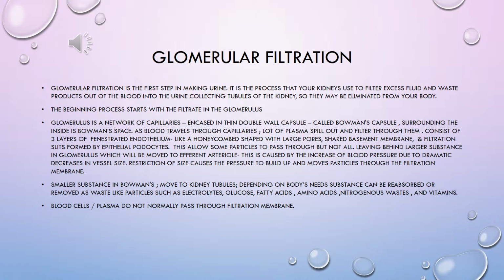Smaller substances in Bowman's space move to the kidney tubules. Depending on the body's needs, substances can be reabsorbed or removed as waste, such as electrolytes, glucose, fatty acids, amino acids, nitrogenous waste, and vitamins. Blood cells and plasma proteins do not normally pass through the filtration membrane.